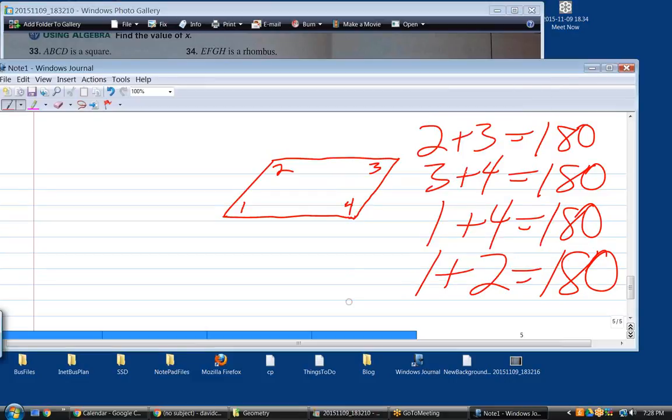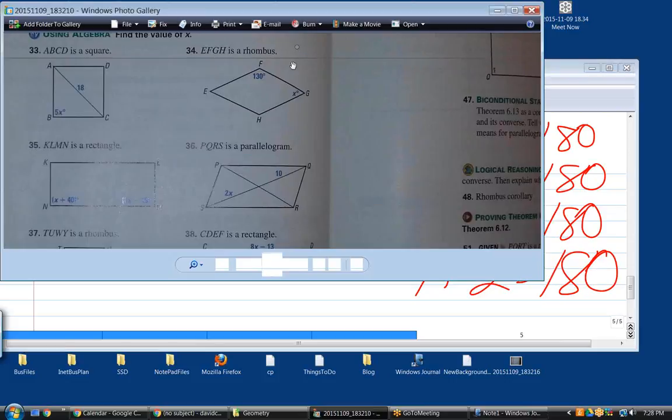Notice, F next to one another. 3 and 4 are adjacent. 1 and 4 are adjacent. 1 and 2 are adjacent. So all of these combinations are supplementary. Equal, dude. Not equal. Adjacent angles are not equal. 1 is not equal to 2. No. So they're supplementary. They add to 180. That's how we know.